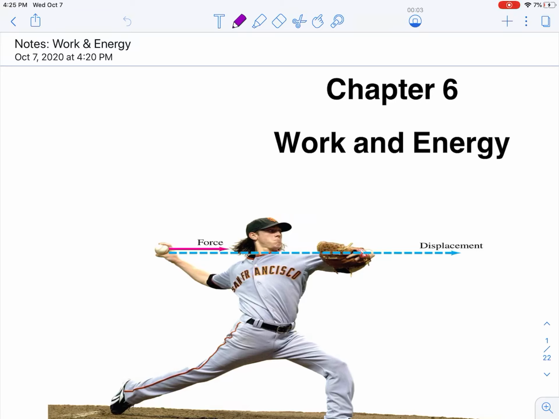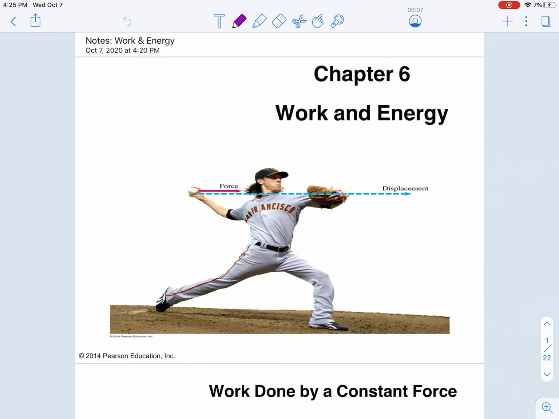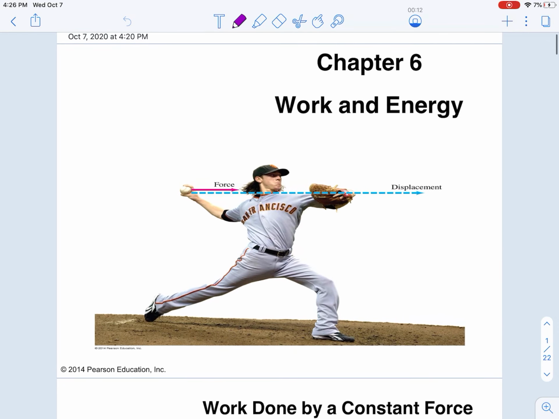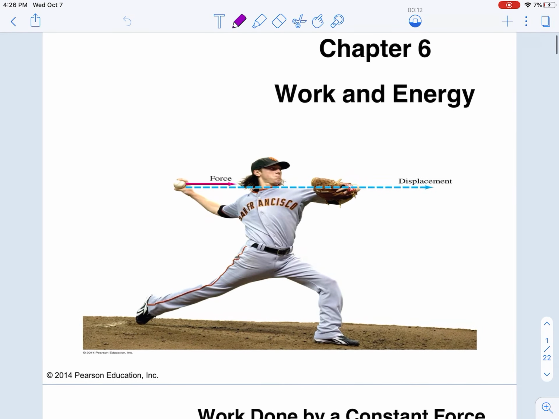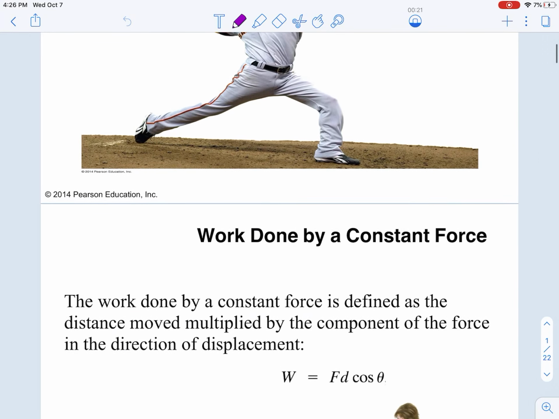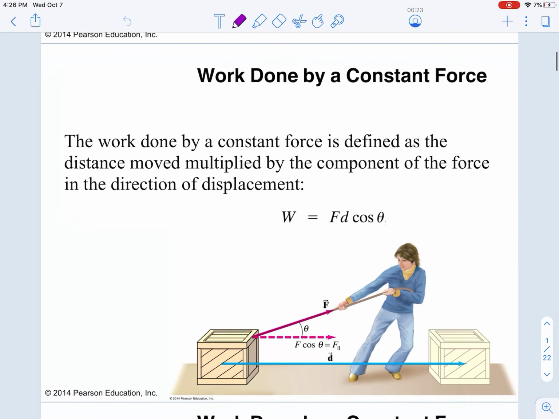Okay, so let's talk about work and energy. Here we have a picture of a pitcher who is applying a force onto the baseball, and this force is going to cause the baseball to experience a displacement. So we would say that the pitcher is performing work onto the ball. So let's talk about what work is.